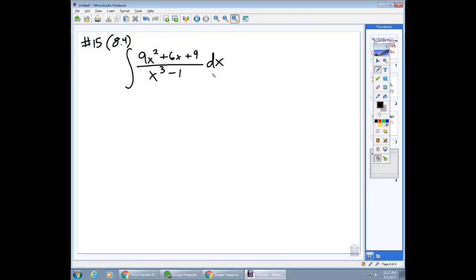So first check, since I forgot to mention this last time, is this a proper rational function? Answer is yes, because the degree of the numerator is less than the degree of the denominator. And then I want to make sure the denominator is completely factored. Sometimes it's nice to factor the numerator also to see if anything cancels, because that would be nice. So let's try and clean these guys up.